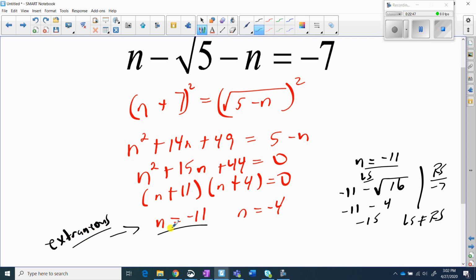And you do have to label it extraneous. Make sure you write out that word, point at it, circle it, whatever it is you're going to do to identify that that is an extraneous solution. Let's try negative 4.